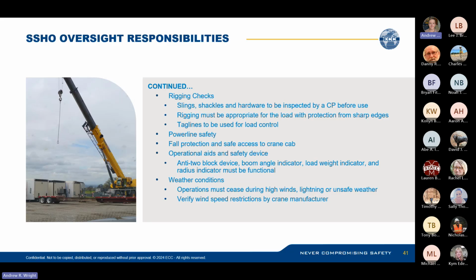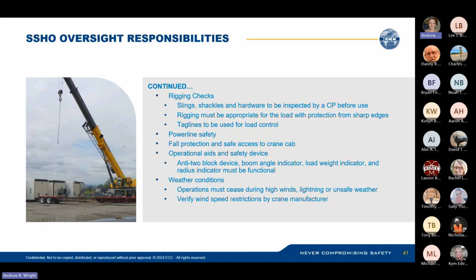You need to make sure that the operator has fall protection and safe access to the crane cab. You need to make sure that they're doing their operational checks on their operational aids. So that's the anti-two block devices, boom angle indicators, load weight indicators, and radius indicators, which must be functional. And lastly, this is a very common responsibility for us on the job sites, because a lot of times the guys involved in the lifts, the operators and the signalmen and the riggers, they're not watching the weather or the skies. They're focusing on the lift. This is where we can come in and assist them.